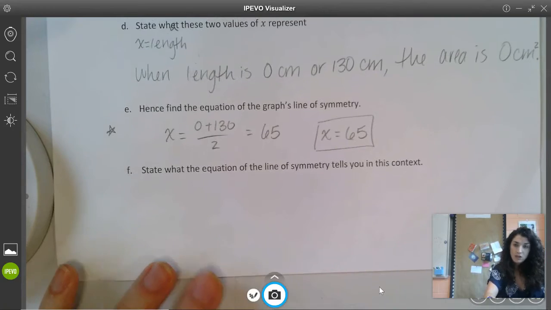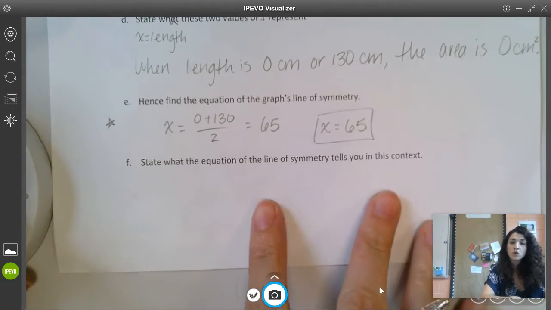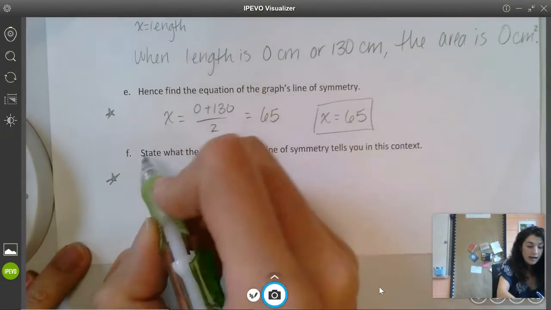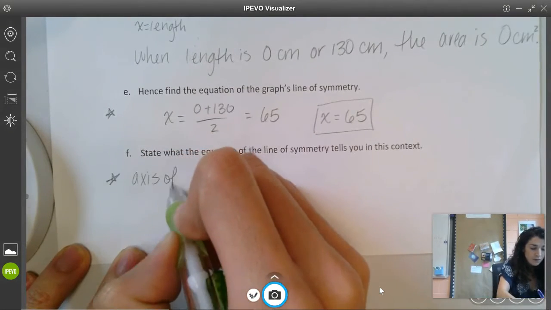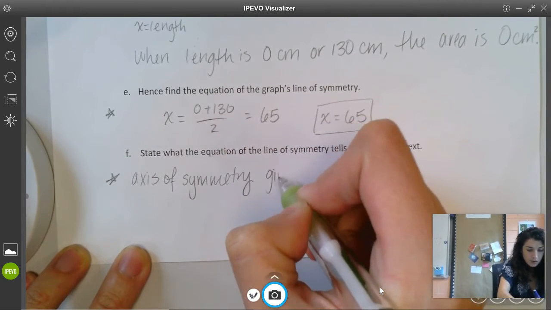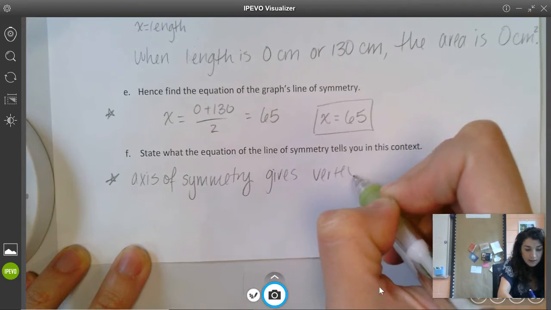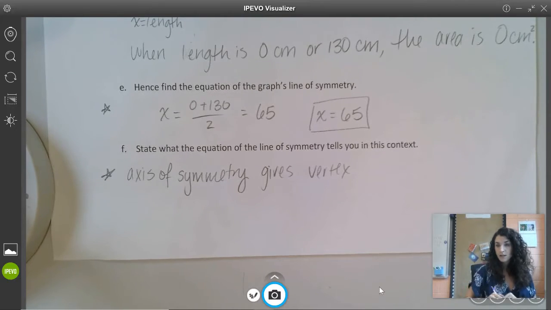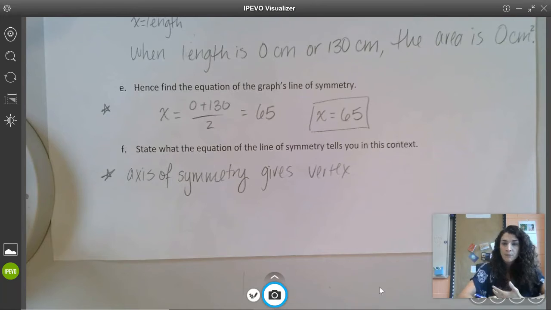State what the equation of the line of symmetry tells you in this context. Your axis of symmetry is super important because it goes through what super important point? It gives the vertex. It goes through the vertex, and we love the vertex. We want to talk about the vertex all the time because the vertex is when things are maximized or minimized. And more often than not, when we've created a relationship, we want to know when has it gotten to the most that it can be and when has it gotten to the least that it can be, because it tells us how we can optimize that situation.